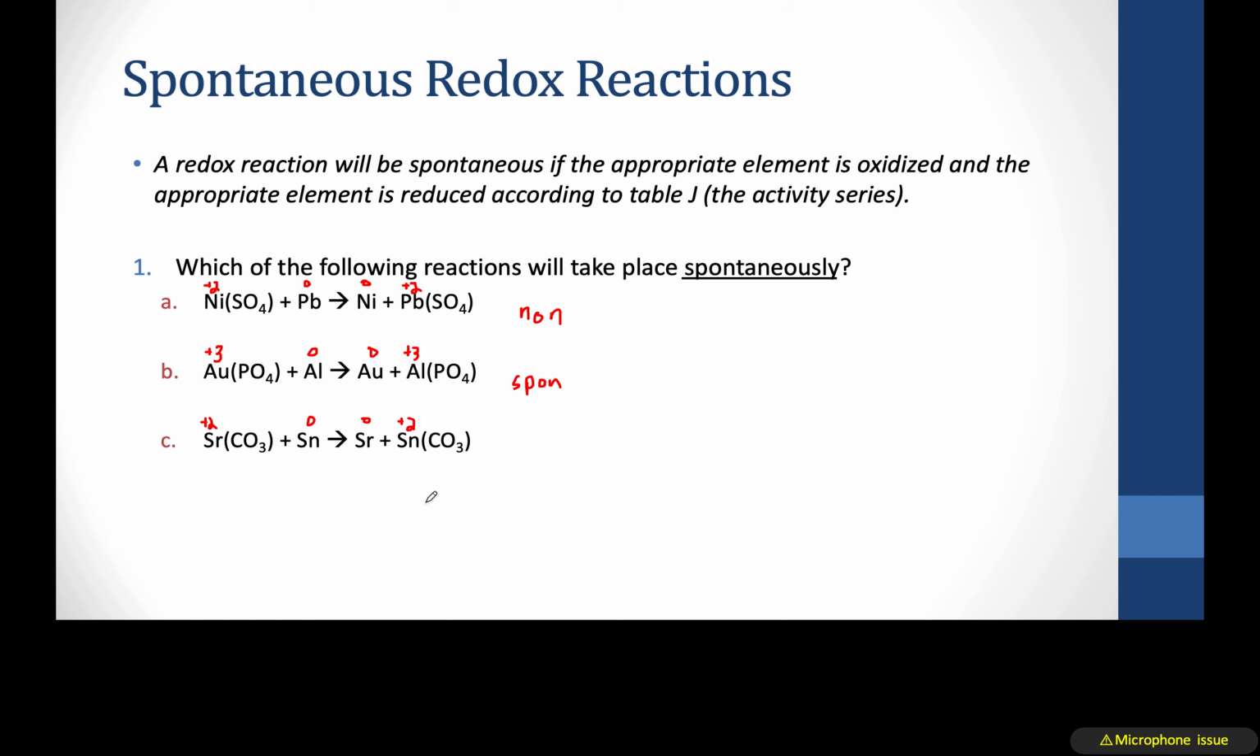Okay, so I'm not going to write, let's see if we can just do this without me writing the arrows. Sr, strontium, goes from 2 plus to 0. It gets reduced. And tin gets oxidized, goes from 0 to 2 plus. Remember, the number that gets reduced is reduction. That's what reduction is talking about. Okay, so strontium gets reduced, tin gets oxidized.